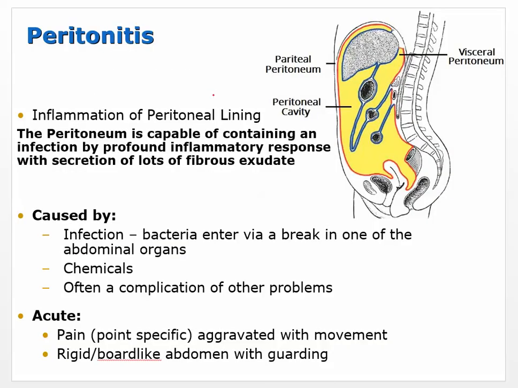So peritonitis. Now we just mentioned that we had a perforation. You could have leaking of the bacteria, leaking of intestinal contents into this cavity that we call the peritoneal cavity.